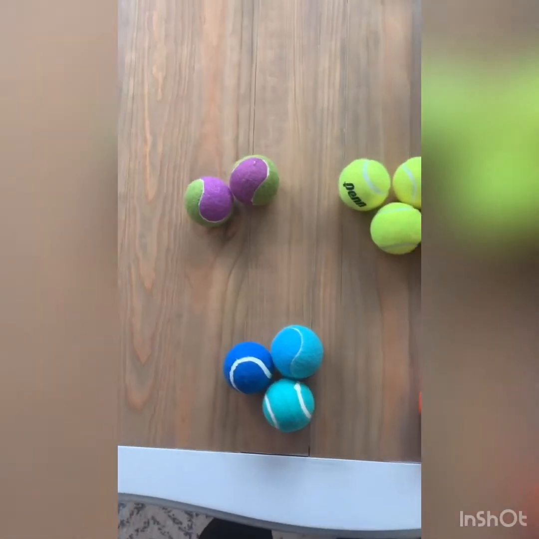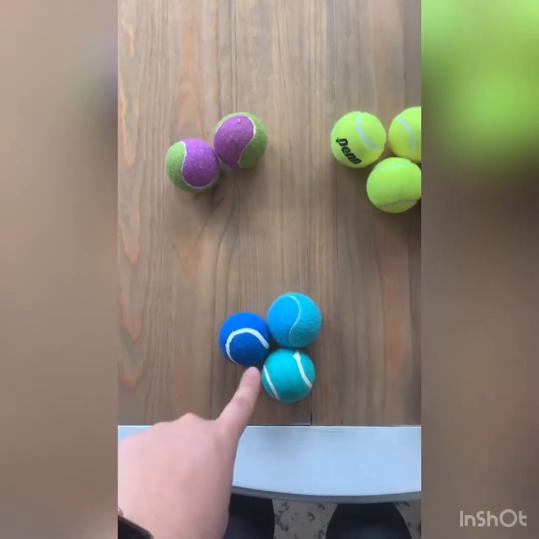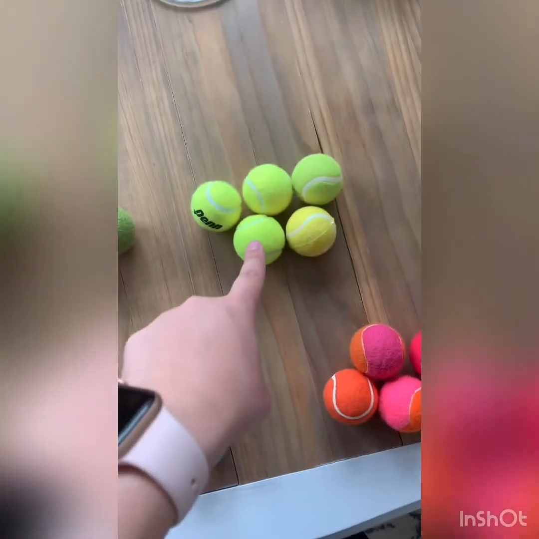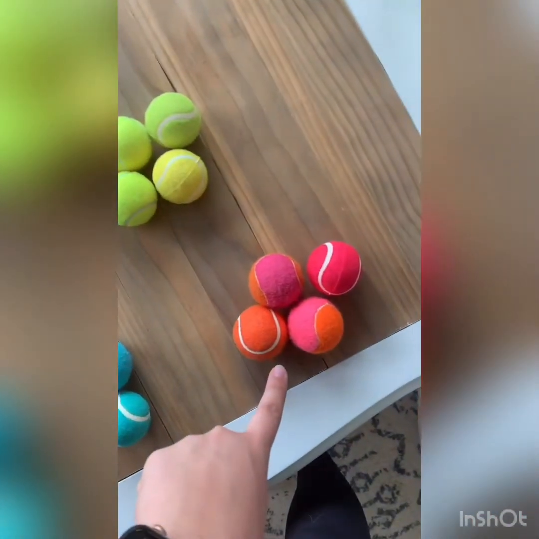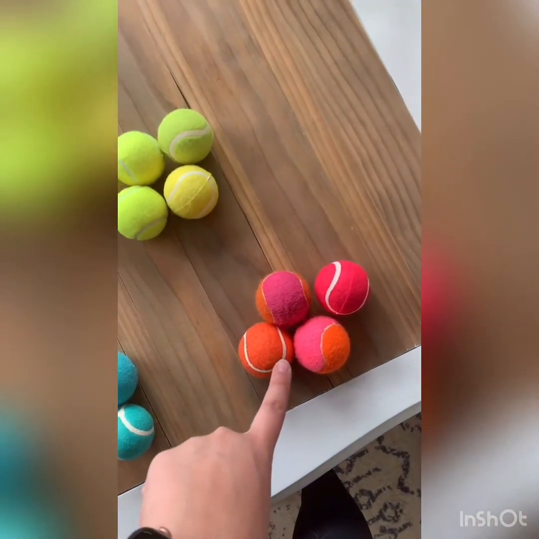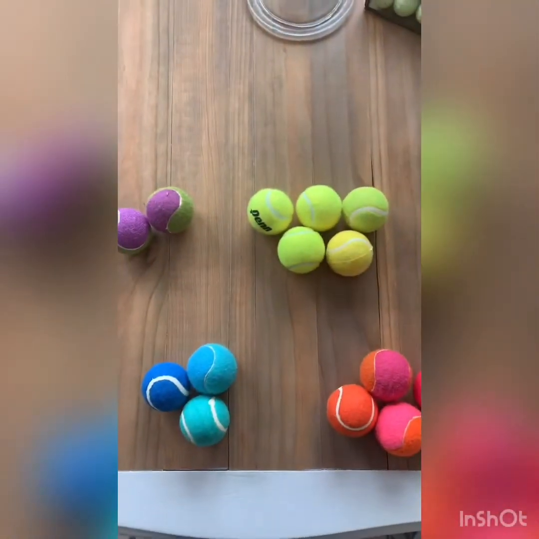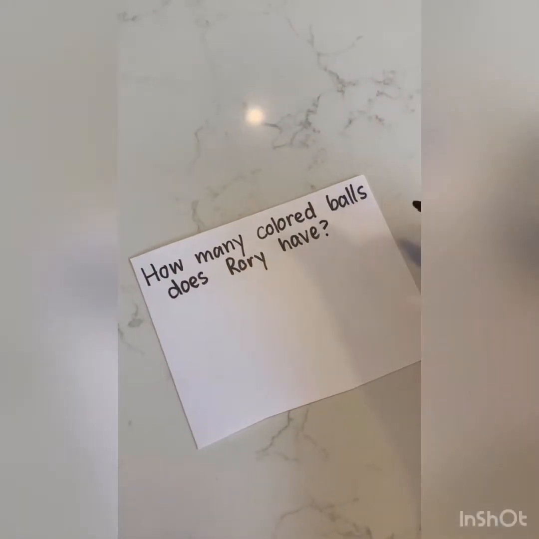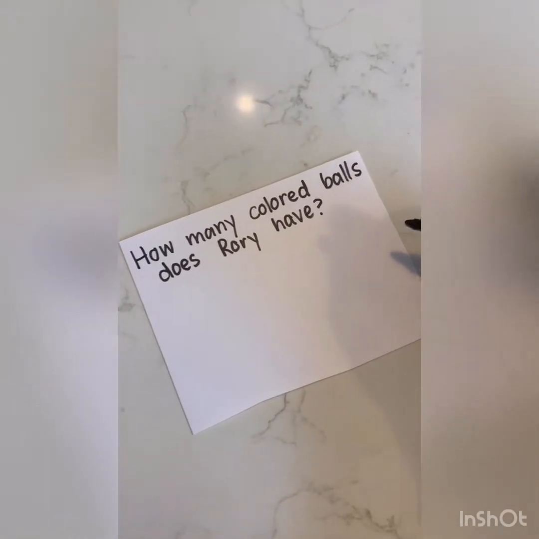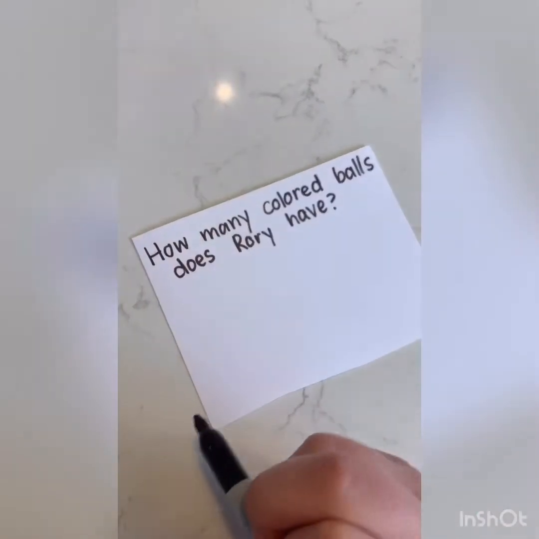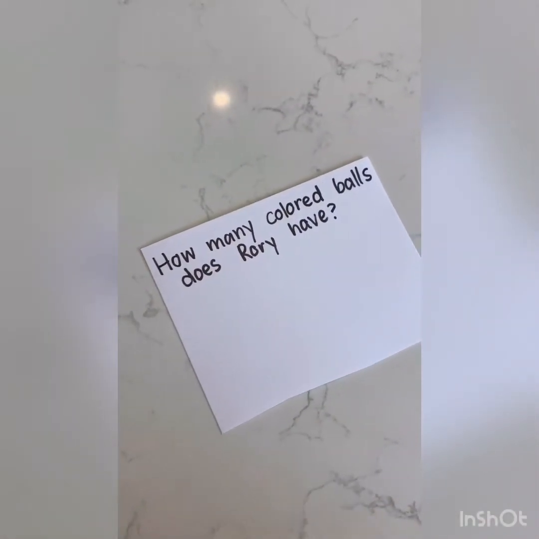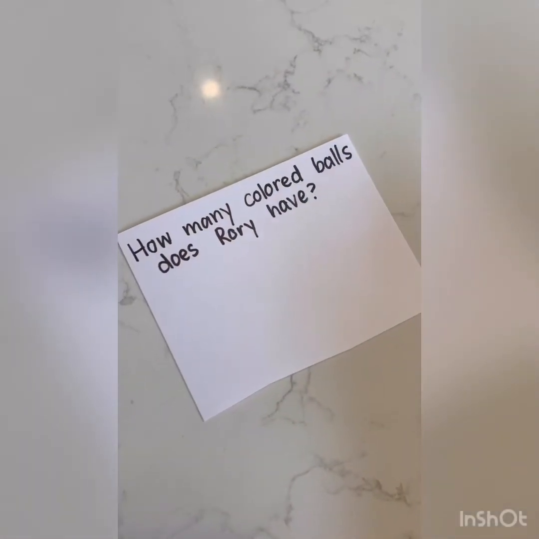So I can tell I have 2 green and purple balls, 3 blue balls, 5 yellow balls, and 4 pink and orange balls. I wonder how we can put this into a chart. So I just grabbed a piece of paper and my pen, and the first thing we have to do when we make a chart is put a title at the top. I put the title as my survey question. How many colored balls does Rory have?